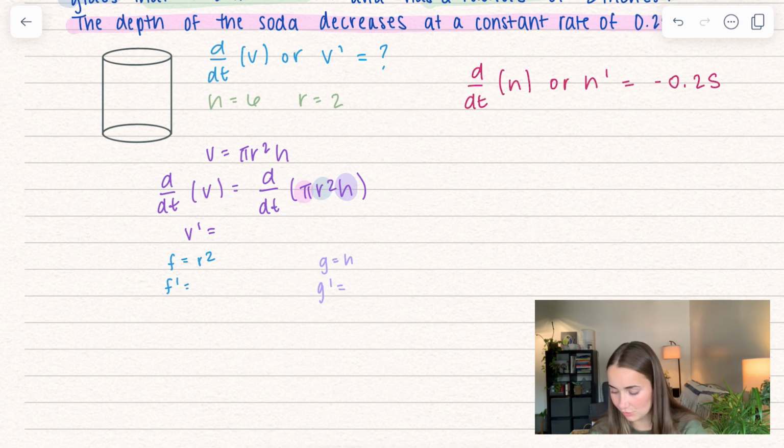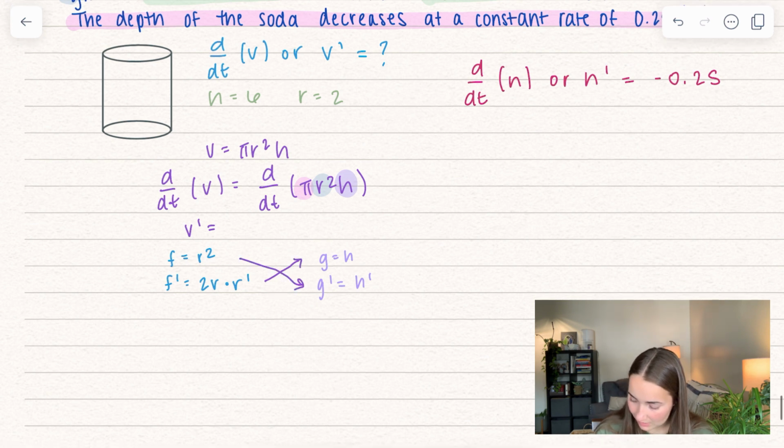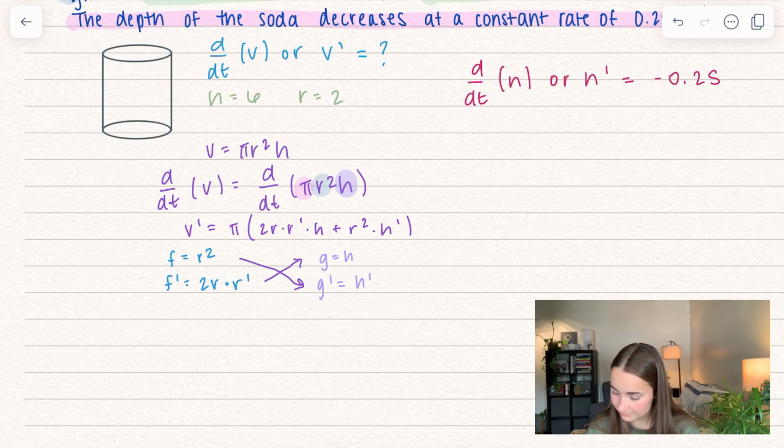So let's go ahead and fill in these derivatives. The derivative of r squared is going to be 2r times r prime, because we need to multiply by the derivative of the inside. The inside is r. The derivative of h is just going to be h prime. So when we do product rule, we just cross multiply and add those together. So when I do that, that pi hangs out, and now I need to multiply pi by the whole product rule. So here I get 2r r prime times h plus r squared times h prime.